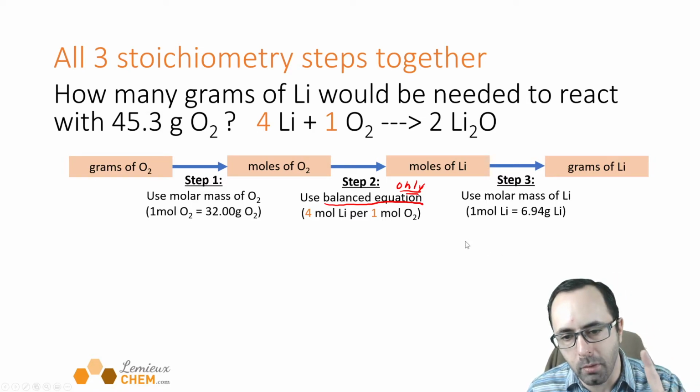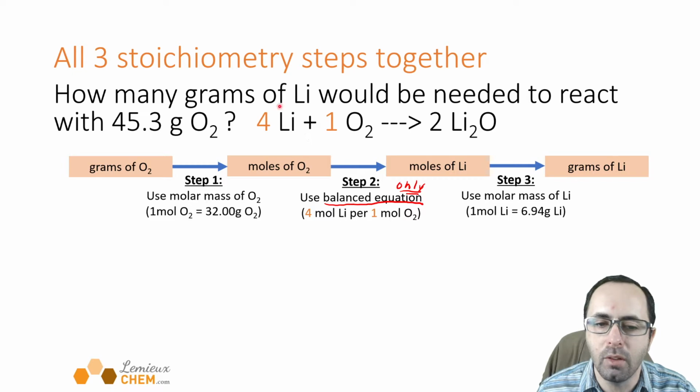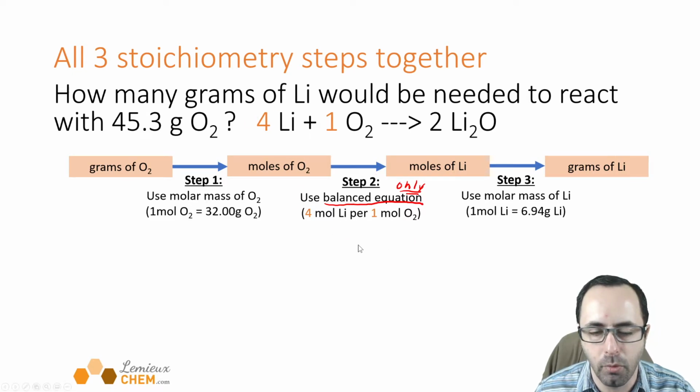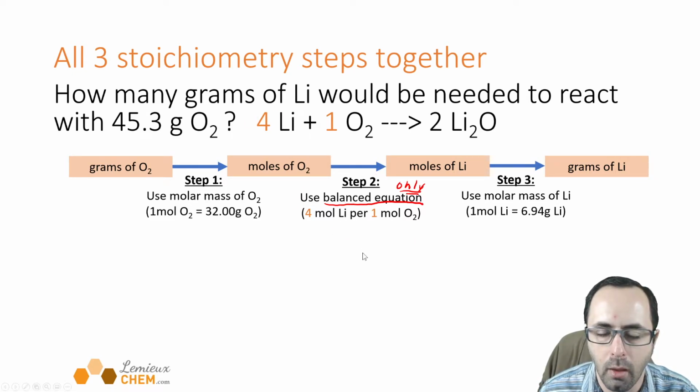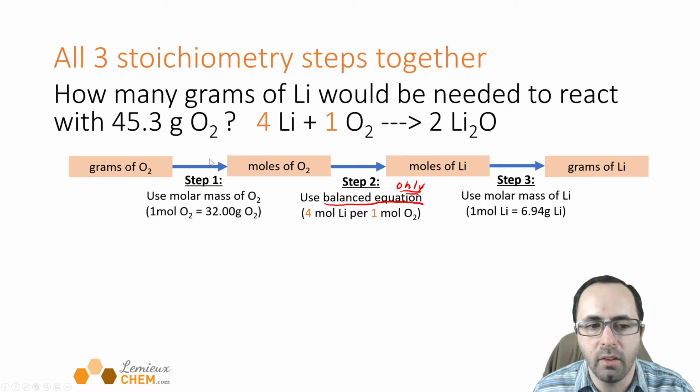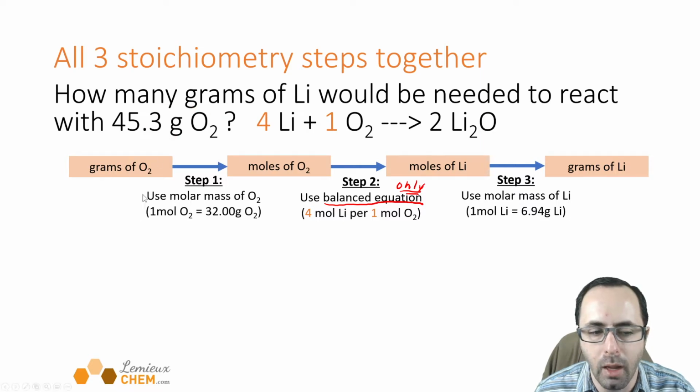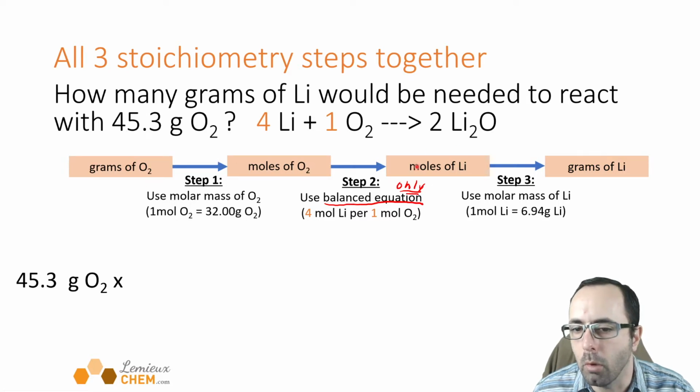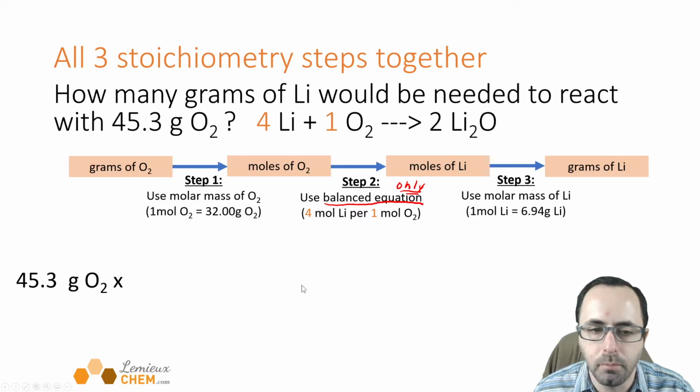1 mole of lithium does. The only time you should be using the balanced equation is in step 2. Only step 2. Okay. So, to do this all in one step, we start with the 45.3 grams of oxygen. We write that down. And we note we're going to go from grams of O2 to moles of O2 to moles of lithium to grams of lithium.